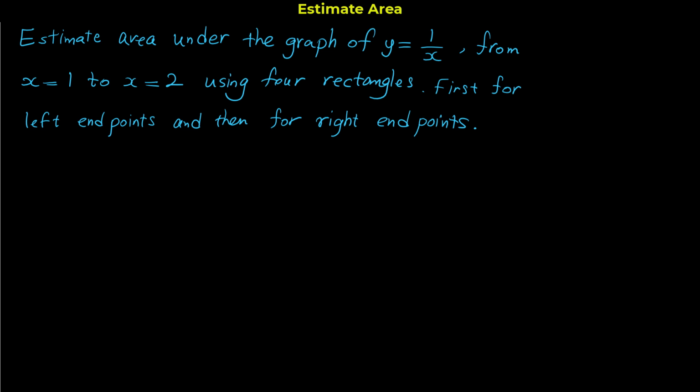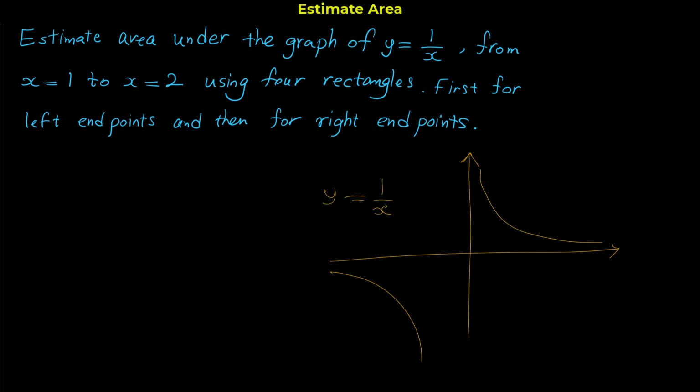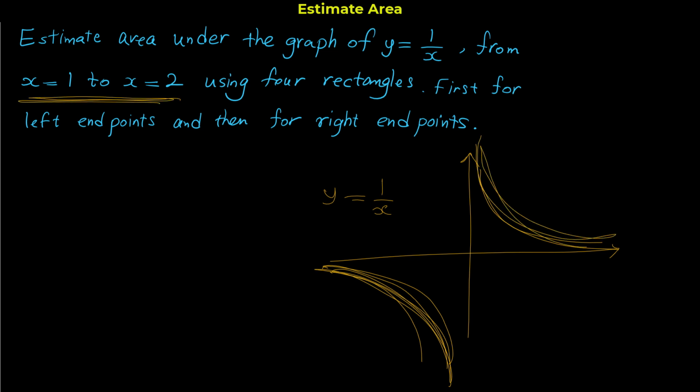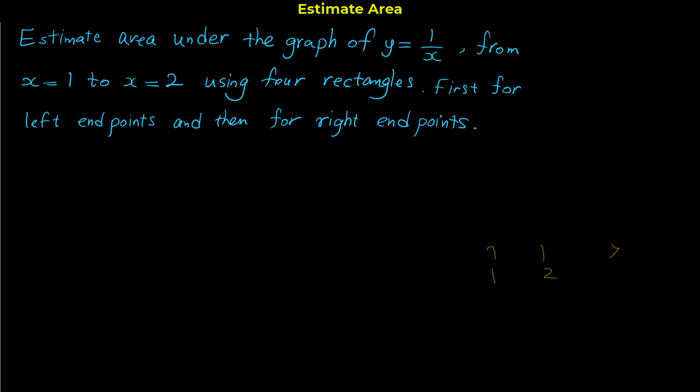Because we want to estimate the area under the graph of y equals 1 over x, first let me draw the graph of the function. Probably you know that the graph of y equals 1 over x is something like this. It has two parts, one in quadrant 3 and one in quadrant 1. Here we want to estimate area from 1 to 2, so we don't need this part of the graph. So let me draw the graph of the function again, because we only need 1 to 2.